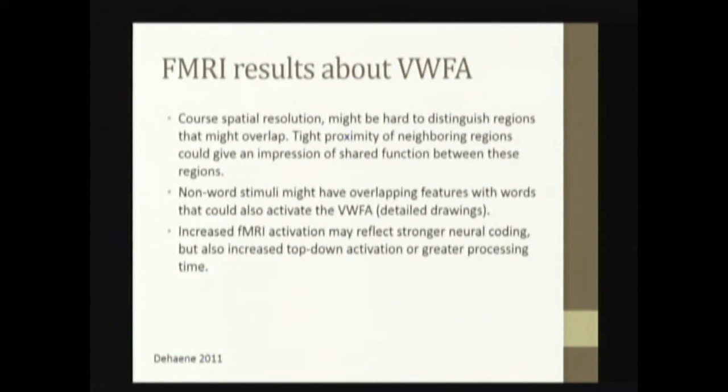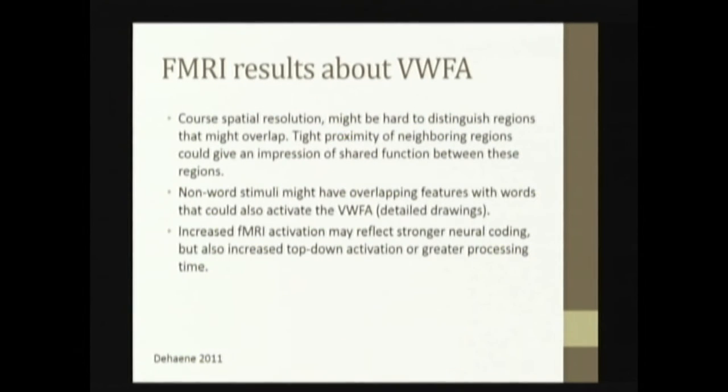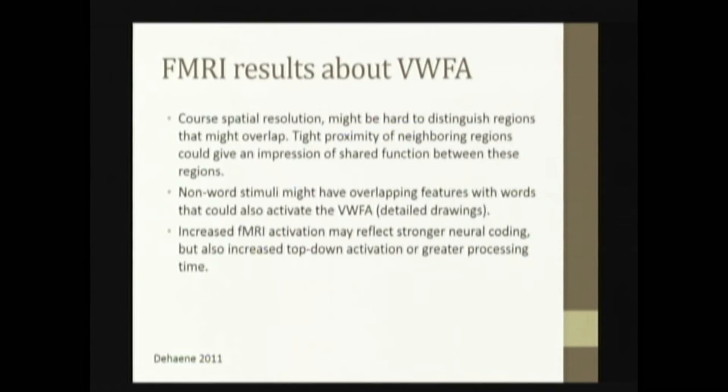So top-down activation, basically, when I see a word and I recognize it, it's interpreted in other brain regions that are responsible for the meaning of words. So this could produce a top-down effect. That means it comes from a higher brain center down to the visual center and gives a response.